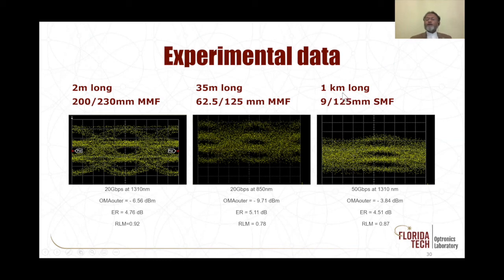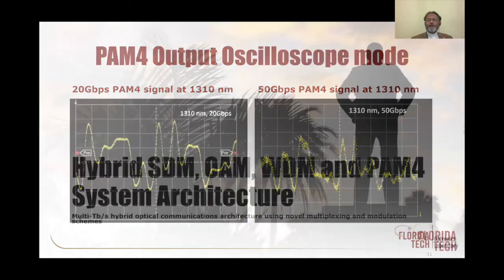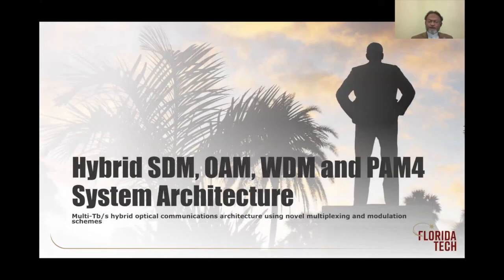QSFPs, combine them together at 1310 nanometers in a 125 micrometer fiber, and this is the data after 1 kilometer length. So I can even operate it at 1 kilometer, and the extinction ratio, OMA, and RLM are all reasonably okay. This is the data for 20 Gbps, and this is the data at 50 Gbps data rate after a kilometer at 1310 nanometers. So effectively what we have shown, folks, is that SDM, OAM, and PAM4 can all combine and work together.